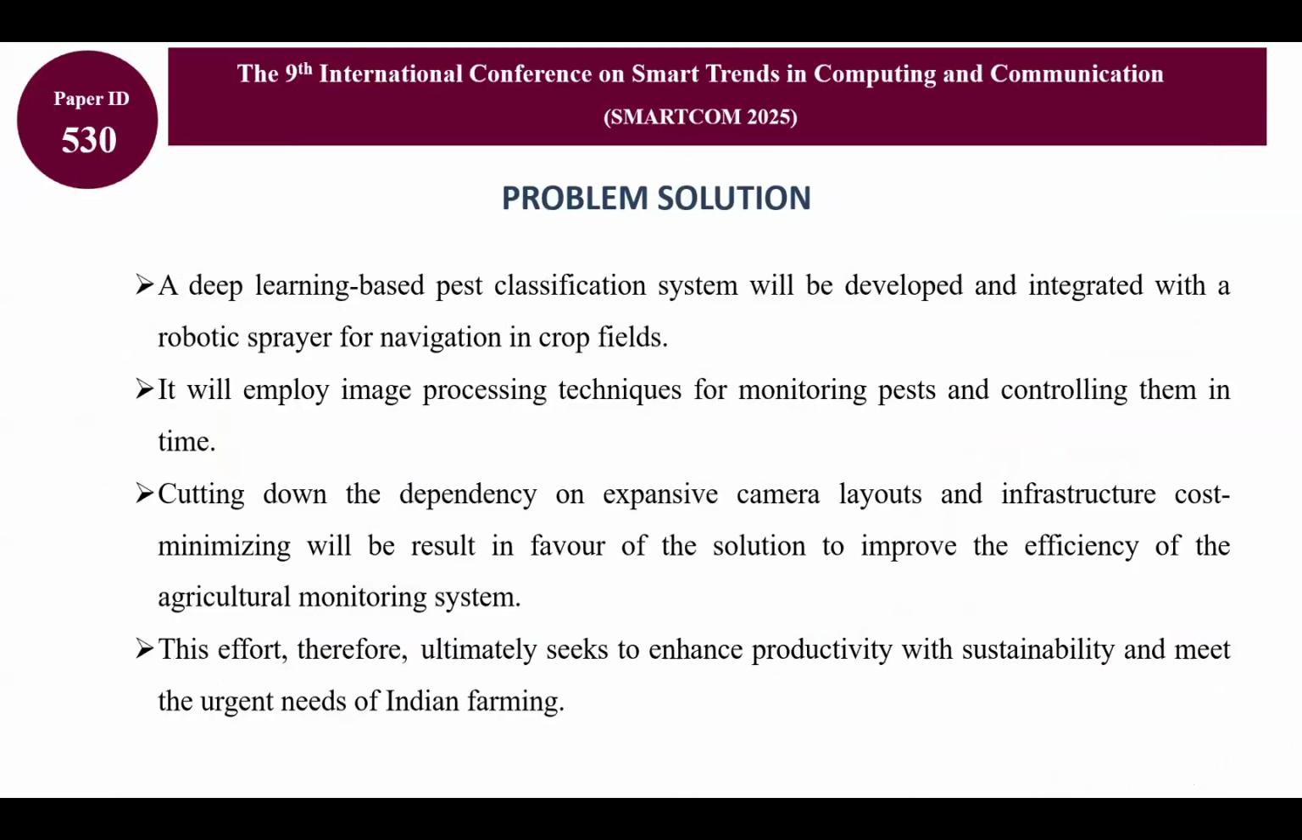So coming to the solution, we proposed a deep learning based pest classification system integrated with an autonomous robotic sprayer. The robot navigates through the field, captures images, and processes them using image segmentation techniques to identify the diseased leaves. If a pest is detected, the robotic system applies pesticide only to the affected areas. It won't underspray or overspray, reducing the chemical usage and environmental impact. This approach not only enhances the precision but also minimizes the operational cost for farmers.